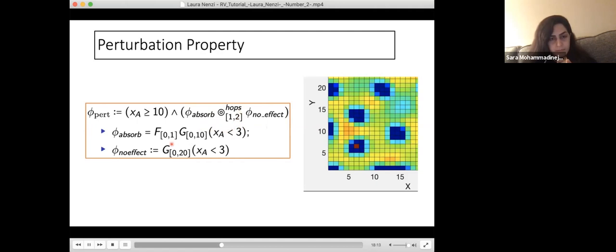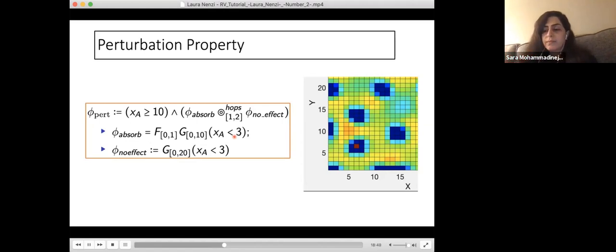The first part, the property phi absorb, means that eventually in a time between 0 and 1, it is always true between 0 and 10 that the value of A is less than 3. So this means that in one time unit we want the value of our cell to already go from 10 to less than 3. So we already want most of the perturbation to be absorbed.